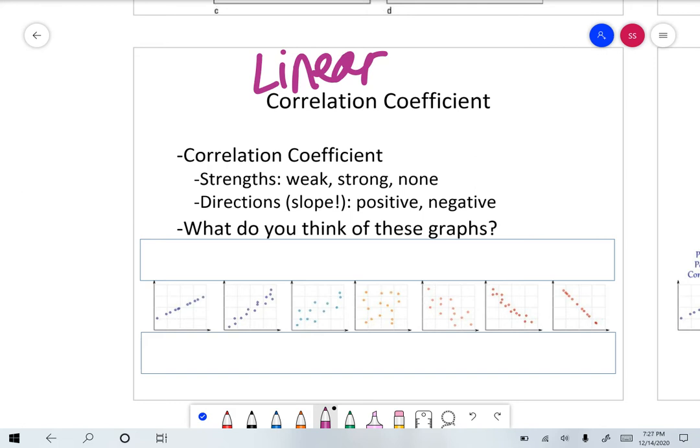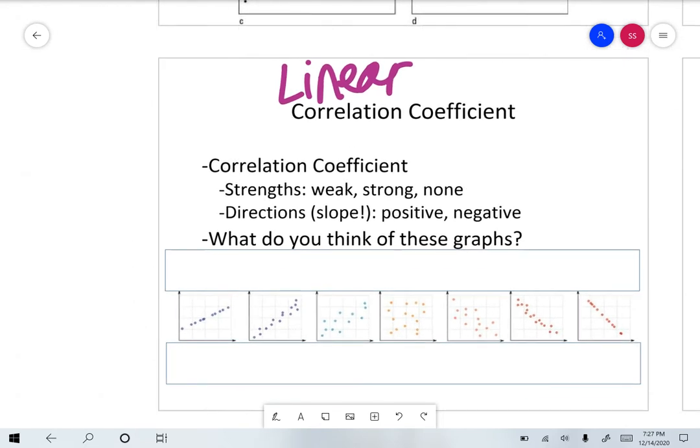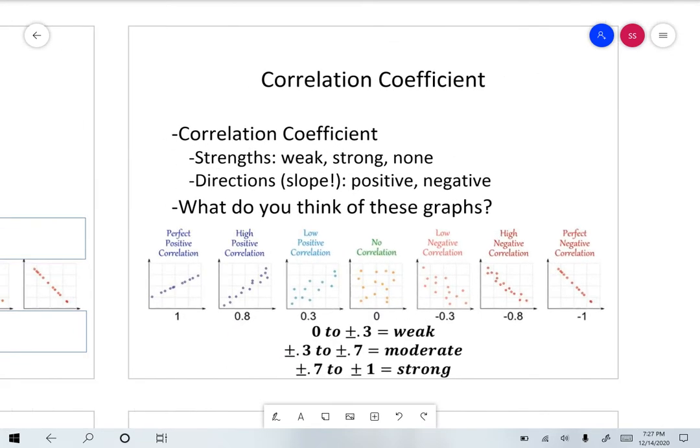So let's look at these graphs and talk about them. What do we think about them? Look at these, maybe pause the video, think about the words like strong, weak, moderate, no relationship, positive relationship, negative relationship. Maybe try to identify which one of these would be what. So which ones are positive, which ones are negative, which one has no relationship, which ones are strong versus weak versus maybe moderate. So pause the video, see if you can think about which of these graphs are which. All right, here we go.